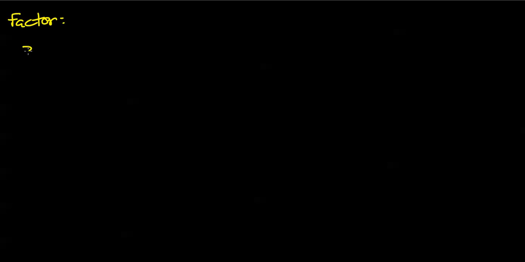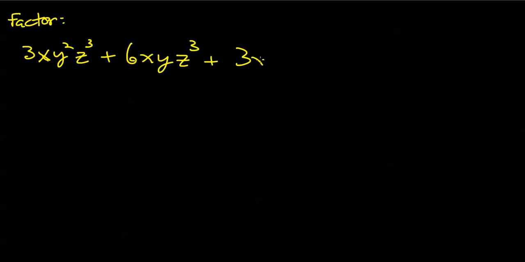Factor. And this one's a little bit more cumbersome. Let's try it. 3xy squared z cubed plus 6xyz cubed plus 3xz squared. Alright, factor means to factor completely. That means take out everything you can with my distributive law and reverse distributive law type factoring.